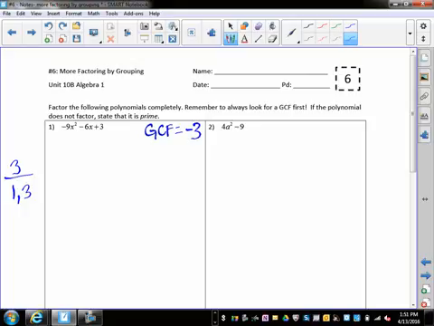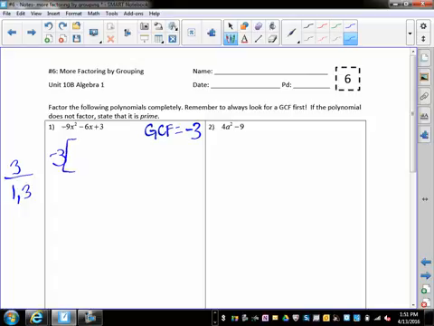What about x? Can I take out any x's? No, because 3 does not have an x. All right, so my GCF is -3. Okay, so I need to now first factor out my GCF. -3.